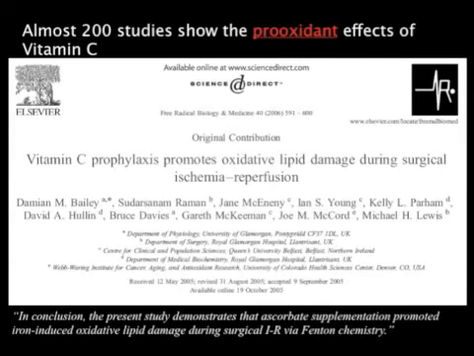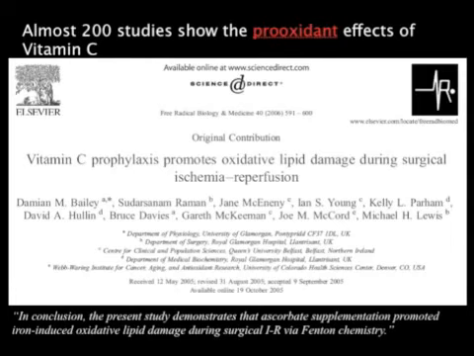There's over 200. This says vitamin C prophylaxis promotes oxidative lipid damage during surgical ischemia and reperfusion. In essence, what it was saying is that vitamin C, when used to try to prevent free radical damage prior to a surgery, in fact created free radical damage. And this is one of over 200 papers showing the pro-oxidant effects of vitamin C, not the antioxidant effects of vitamin C. And you can find these on PubMed.gov, and there's many of them out there.